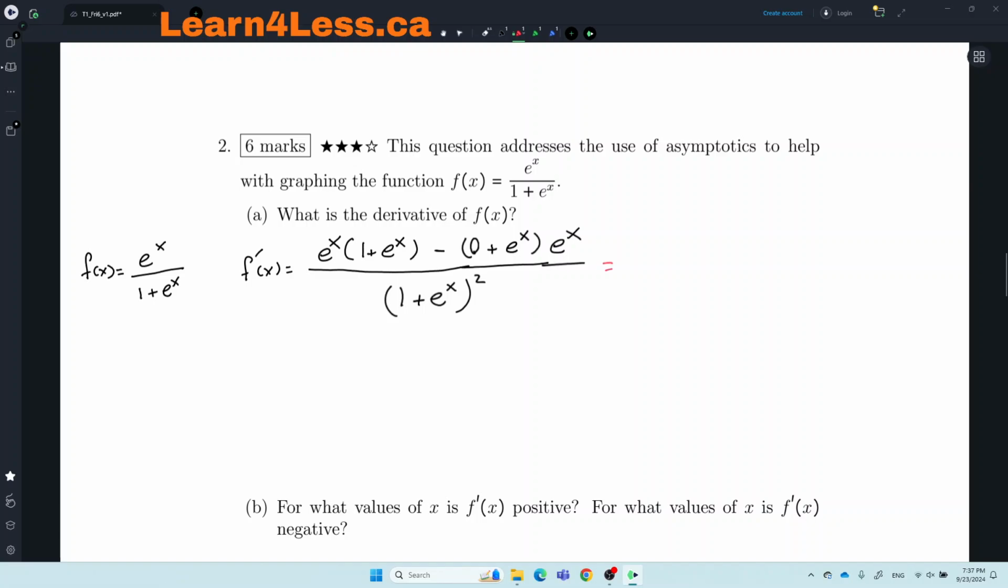So let's simplify it a little bit so it looks better. Let's distribute as much as we can.